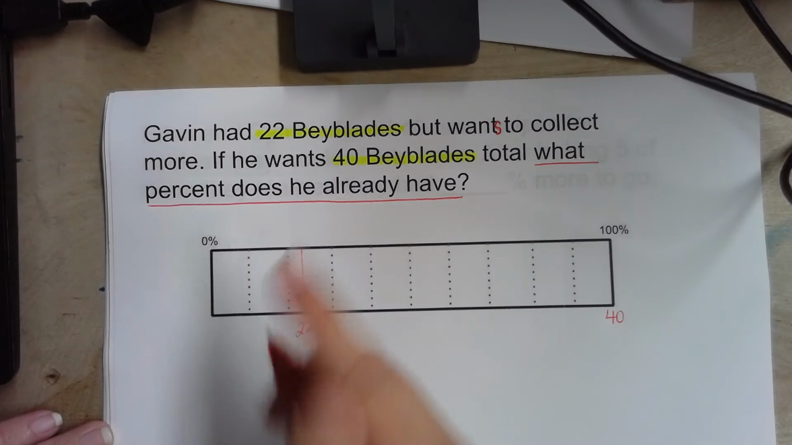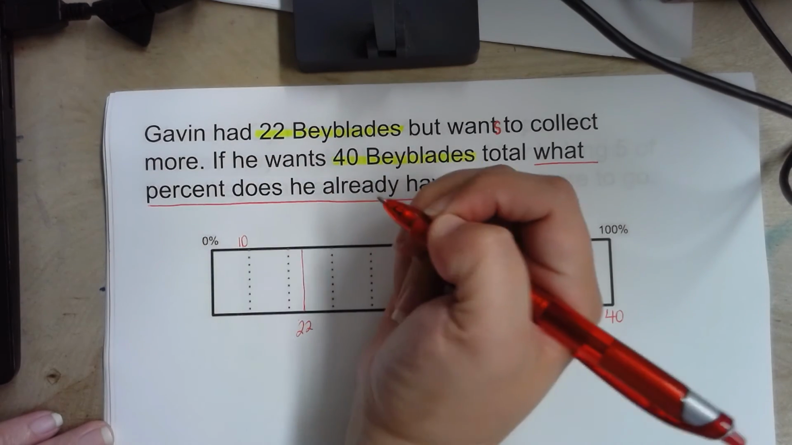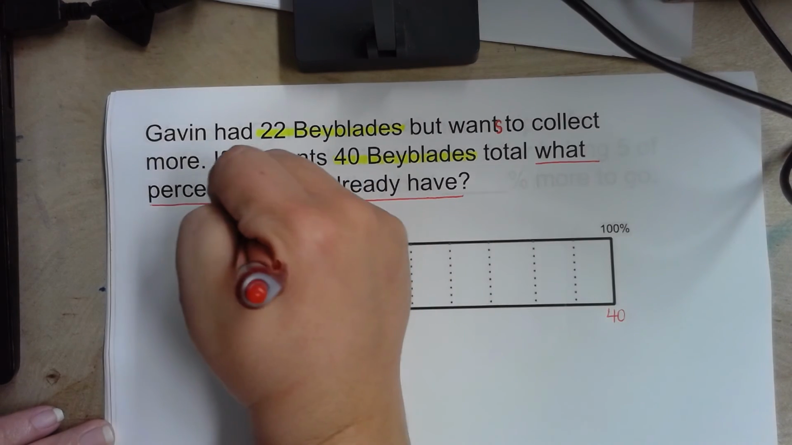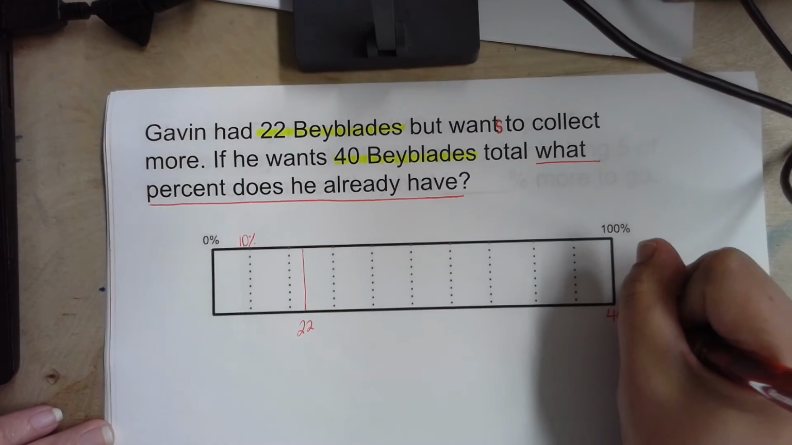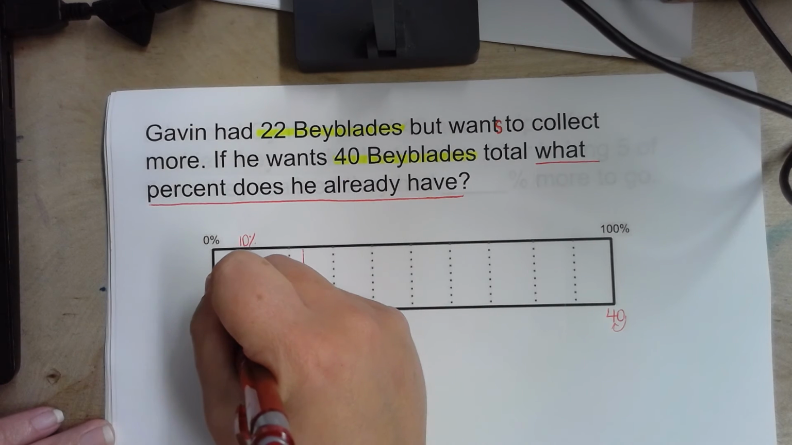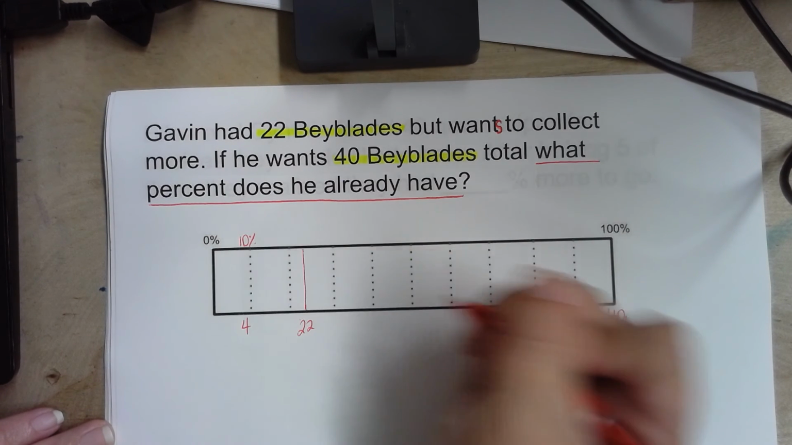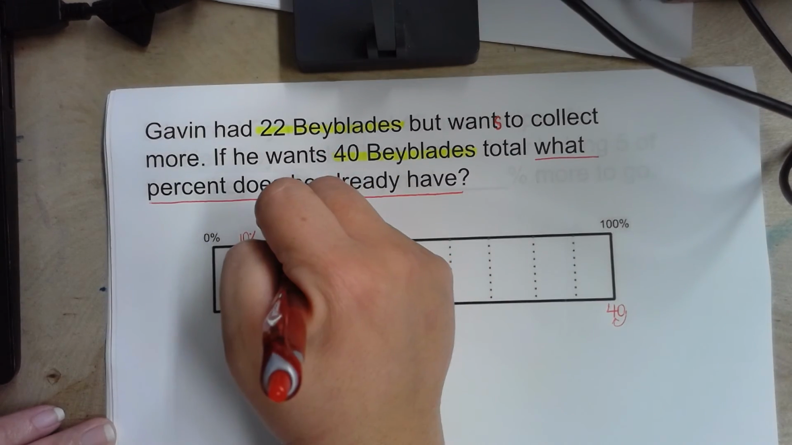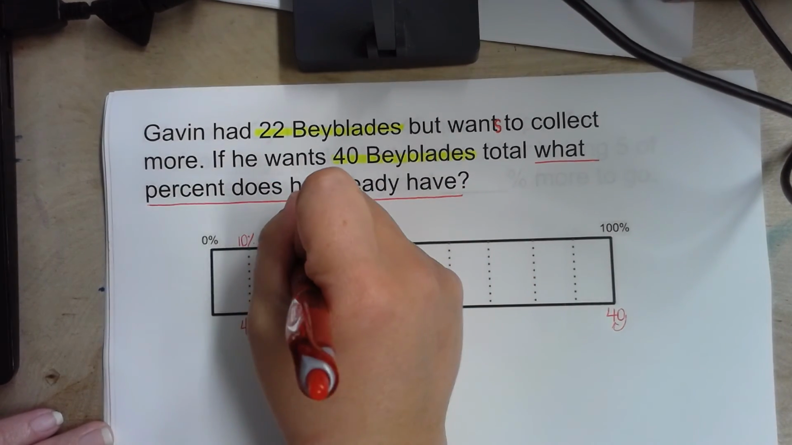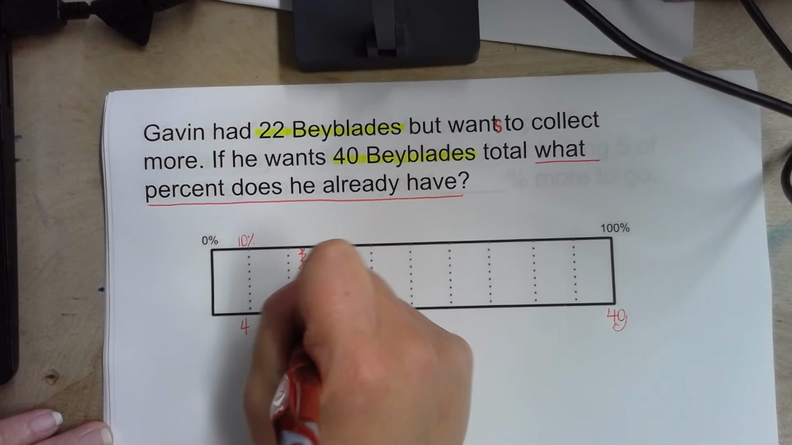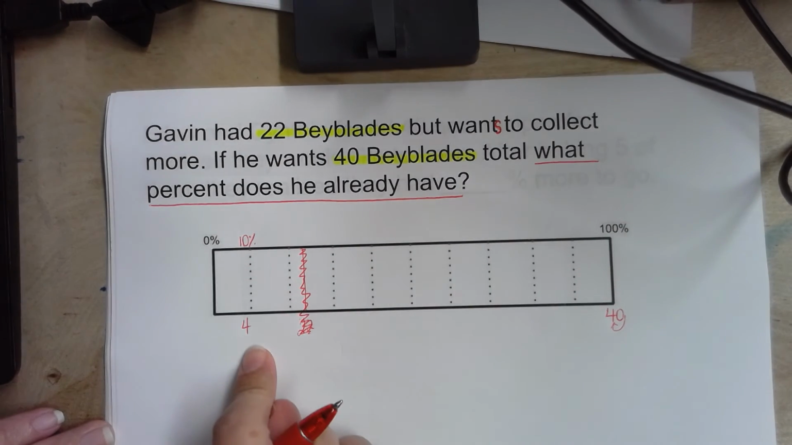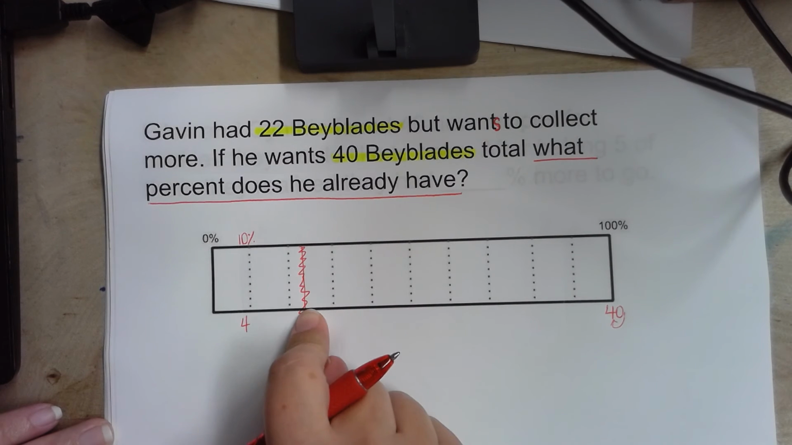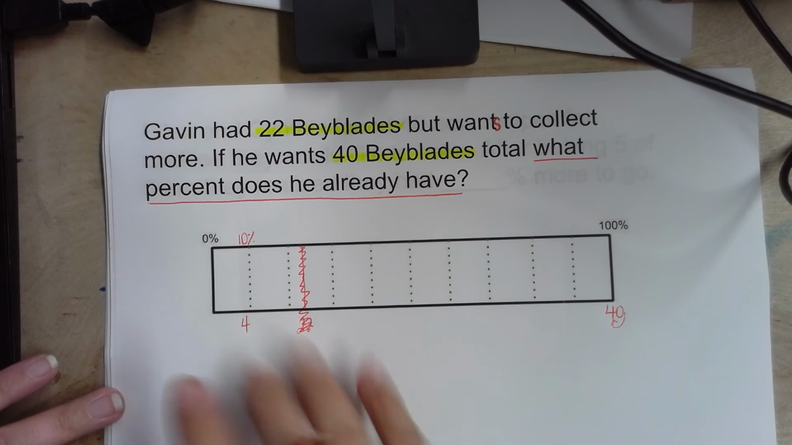Okay? So we know that 10%, we know it's going to be 20 and a little bit. We just got to figure out what that little bit is. So we know 10% would be 4 Beyblades. Oops, I don't know why I put that line there. Ignore that. I put that at 22% and I wrote it at the bottom. So forget I did that.